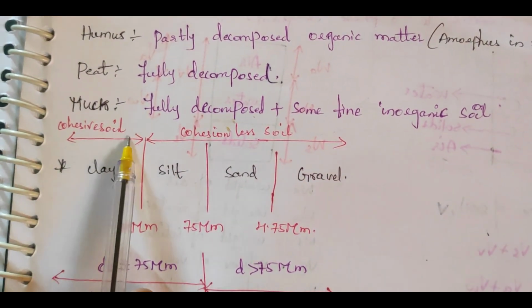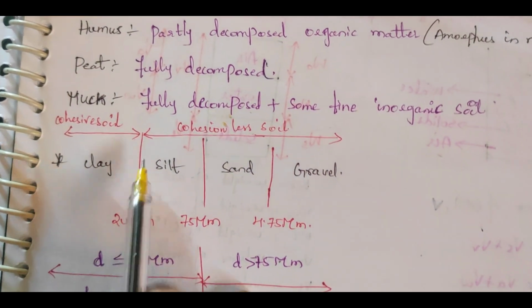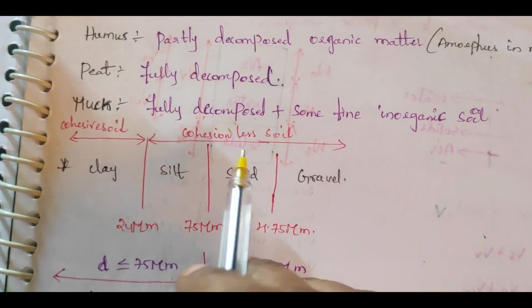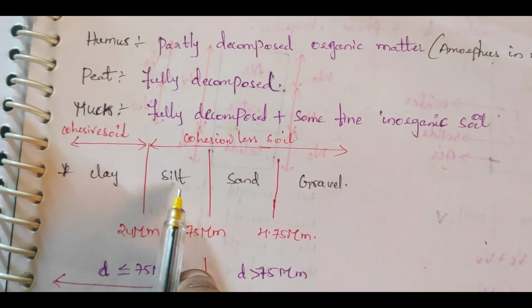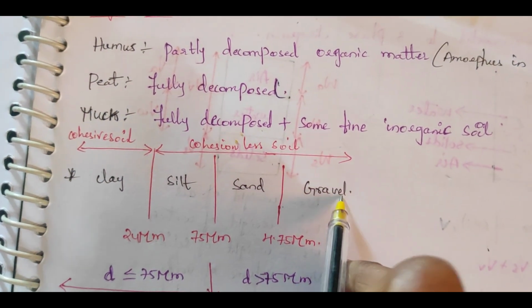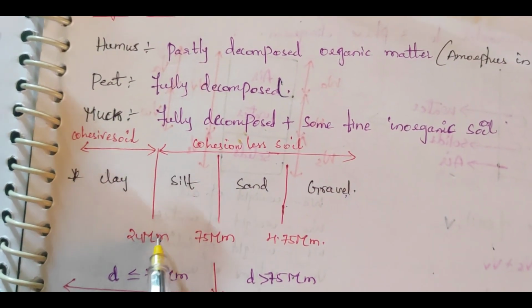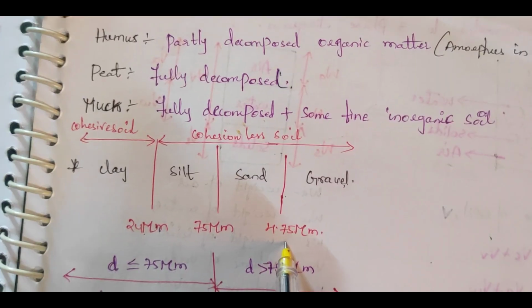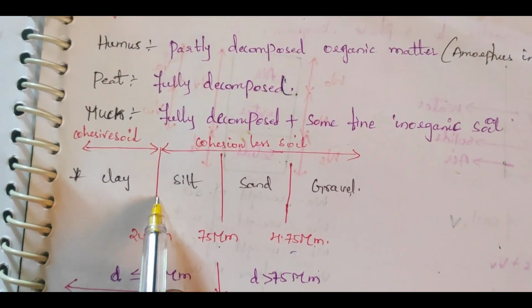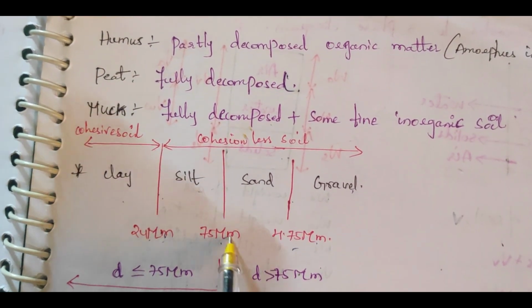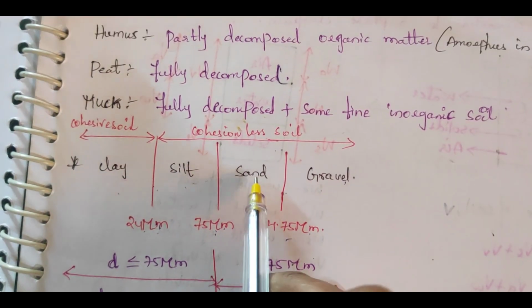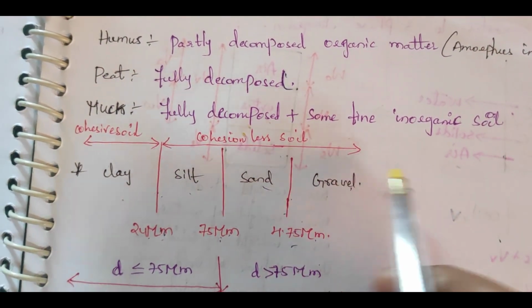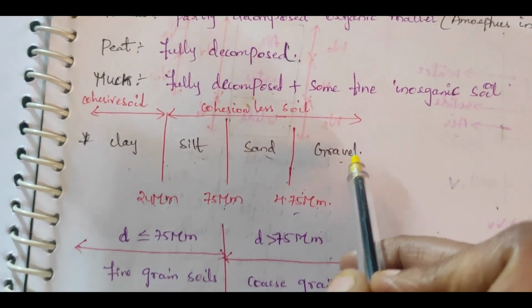Next one, cohesive soil and cohesionless soil. Cohesive soil means clay. Cohesionless soil means silt, sand and gravel. As seen, the sizes are in micrometers, that is 2 micrometers, 75 micrometers and 4.75 millimeters. Below this is called clay, between this it is called silt, between this it is called sand, and greater than 4.75 is called gravel.